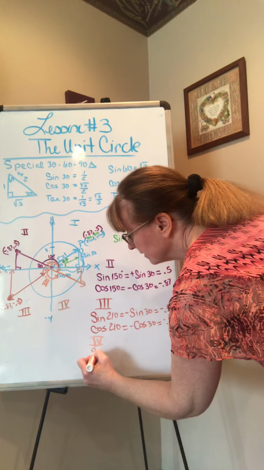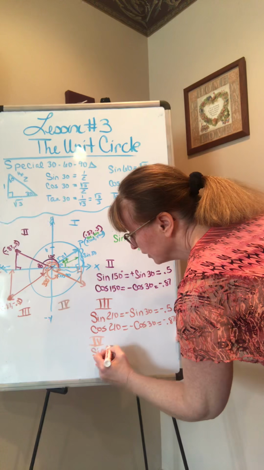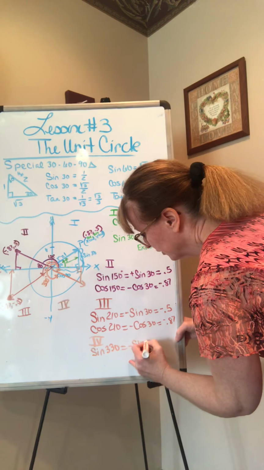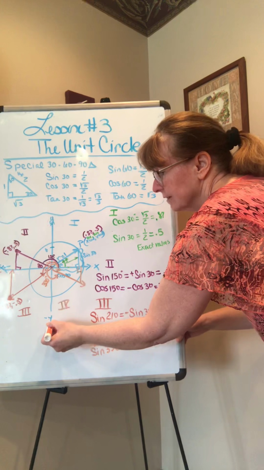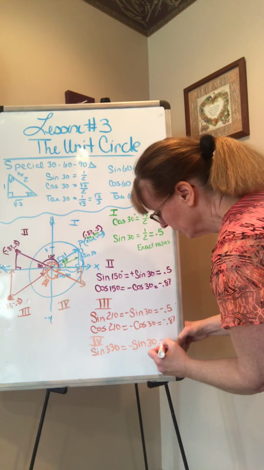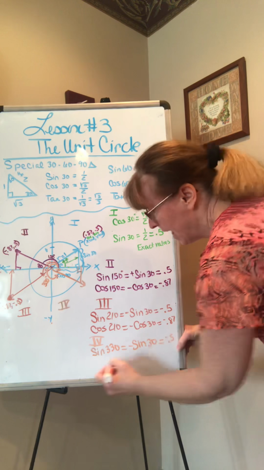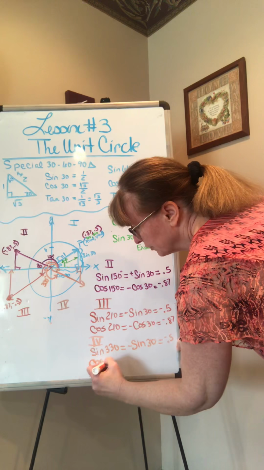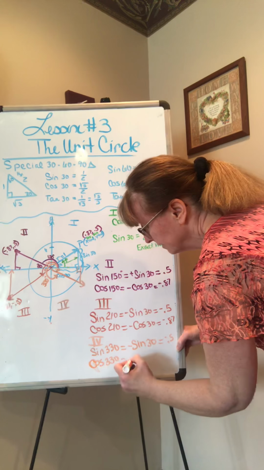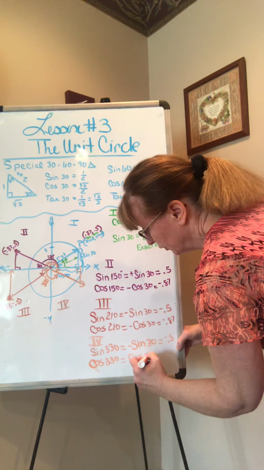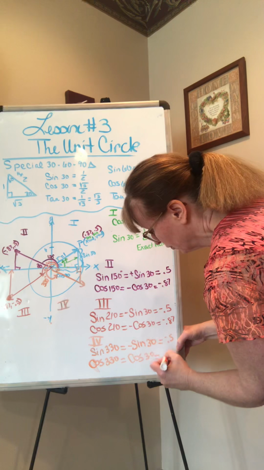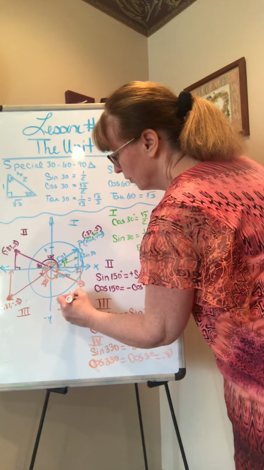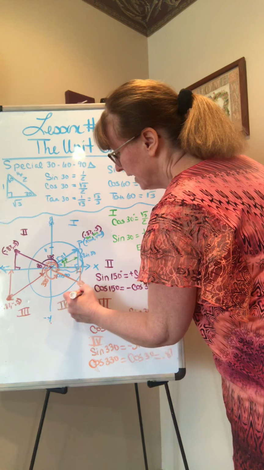So if I had the sine of 330, this would equal negative sine of 30, because sine is negative in quadrant 4, so negative 0.5. And then I would have the cosine of 330. Cosine's positive in quadrant 4, so this would equal the cosine of 30, and that would be 0.87. So this point here would be positive 0.87, negative 0.5.